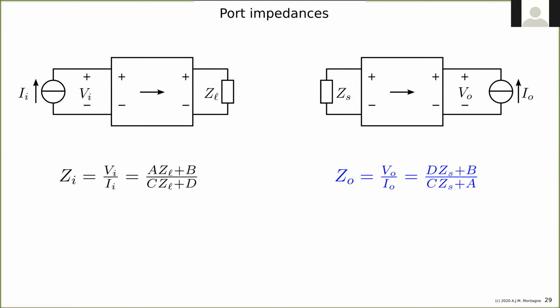Let's try to understand this voltage amplifier again. I want to make a voltage amplifier. For the voltage amplifier, we needed A unequal to 0 and B, C, and D equal to 0. So the input impedance is infinite.